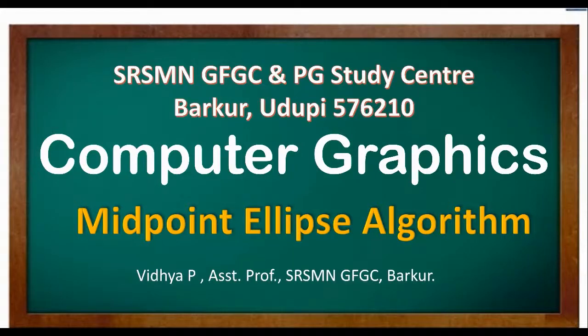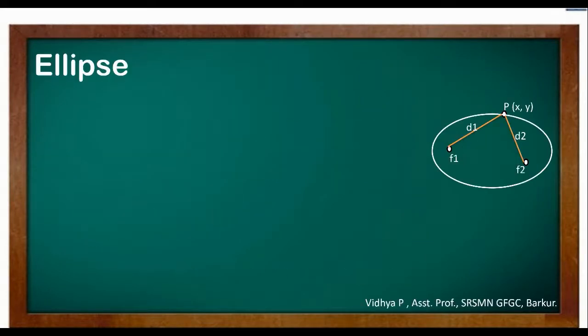In this video, we will discuss the midpoint ellipse algorithm in computer graphics. So we can define an ellipse like this. If there are 2 points F1 and F2 on an ellipse, we call them foci. And there is a point P on the ellipse. The distance between F1 and P, we call d1, and the distance between F2 and P, we call d2. So in an ellipse, d1 plus d2 is always equal to a constant.